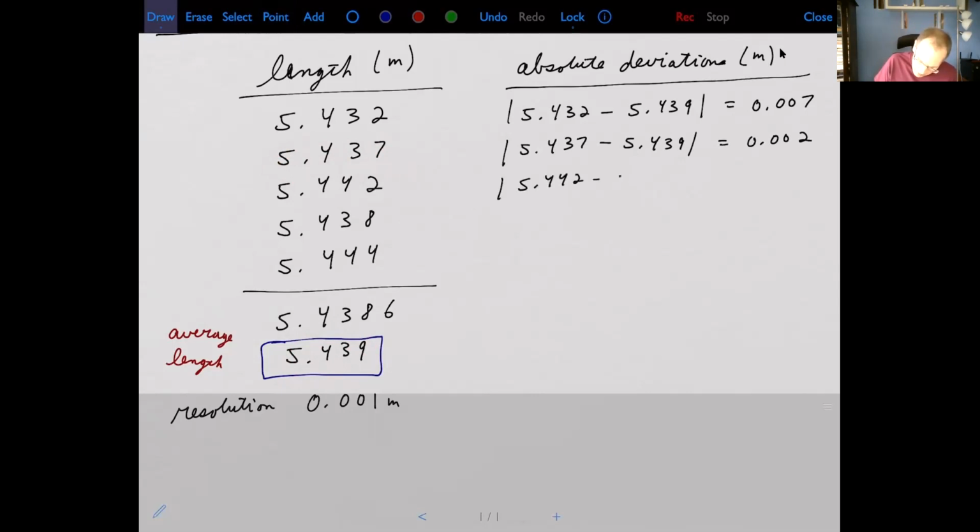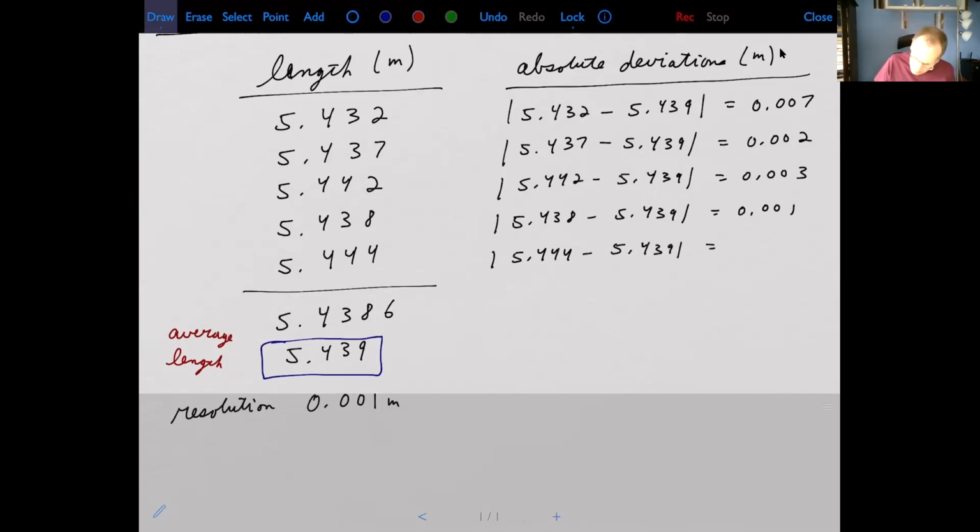So again, I'm going to write everything out, but if you can do this in your head, that's fine too. So this one's going to be 0.003. Then 0.001. And then finally 0.005.